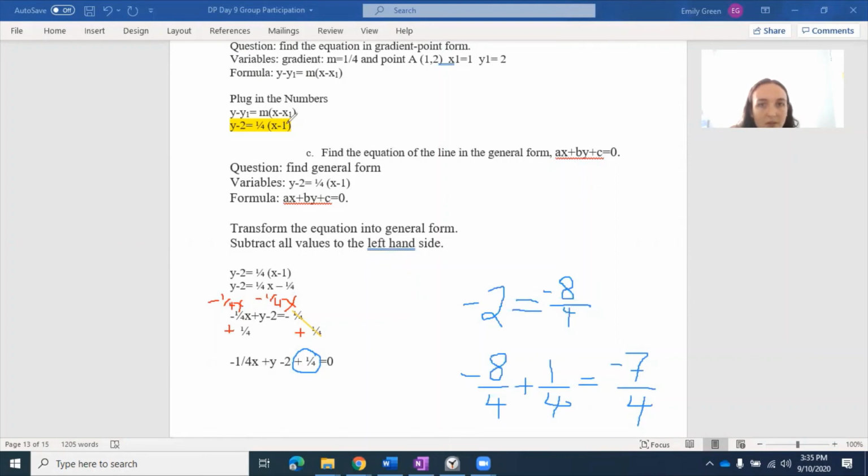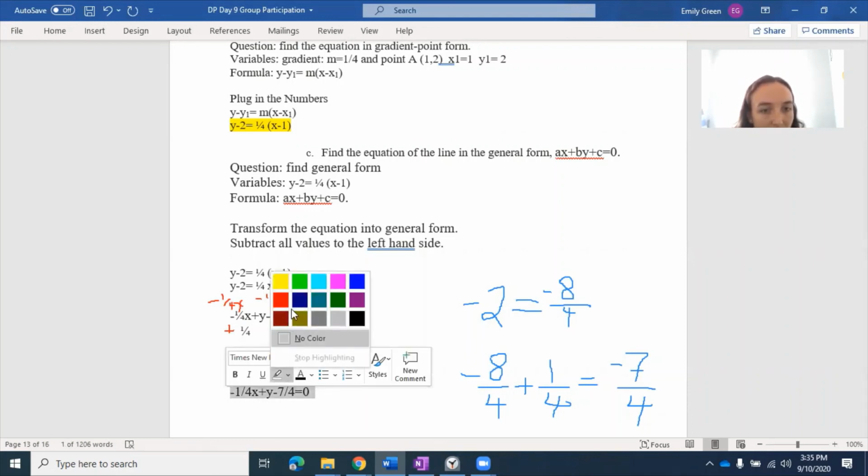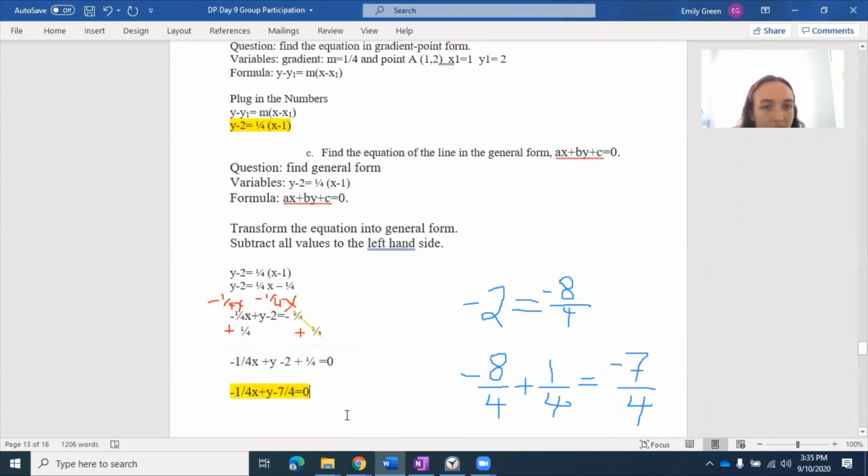So now, get rid of that. Our final answer will be -1/4 x plus y minus 7/4 equals 0. This is the most complex part of what we've solved so far today, because we have to know how to move numbers across an equal sign in an equation.